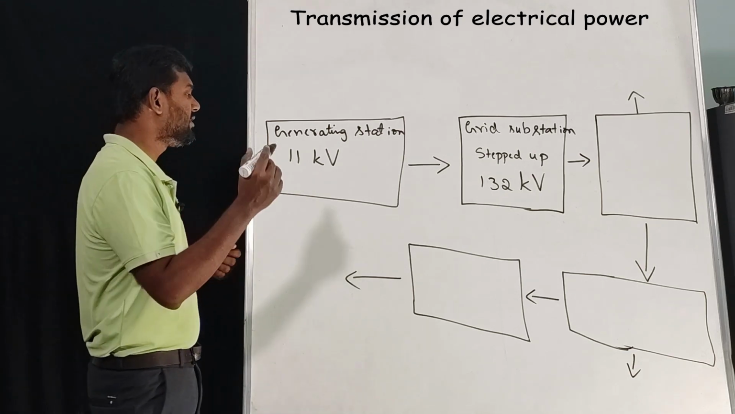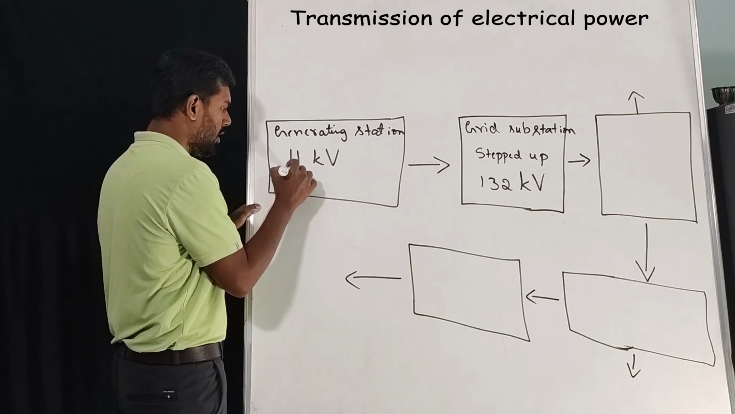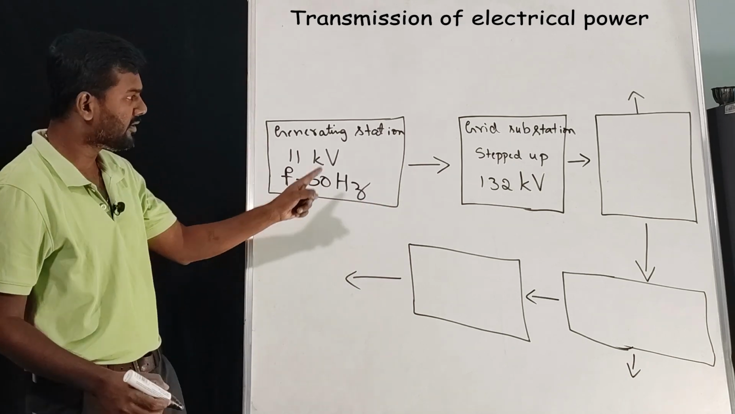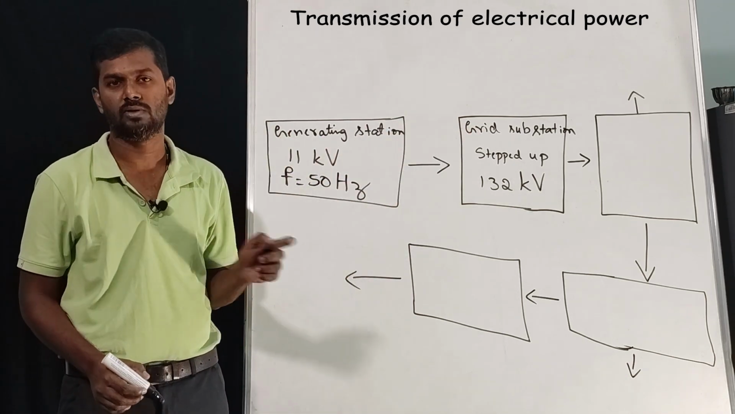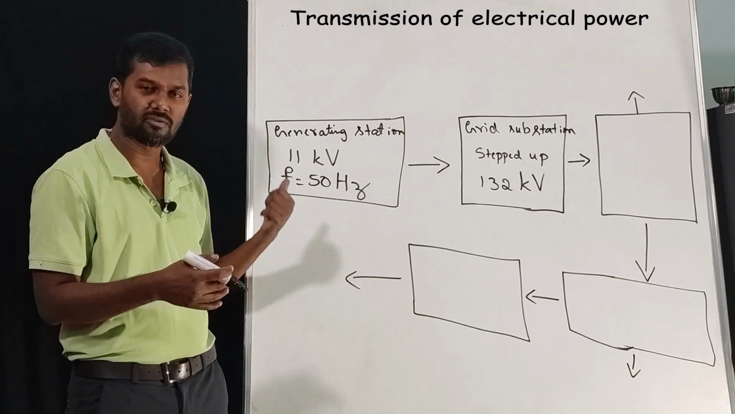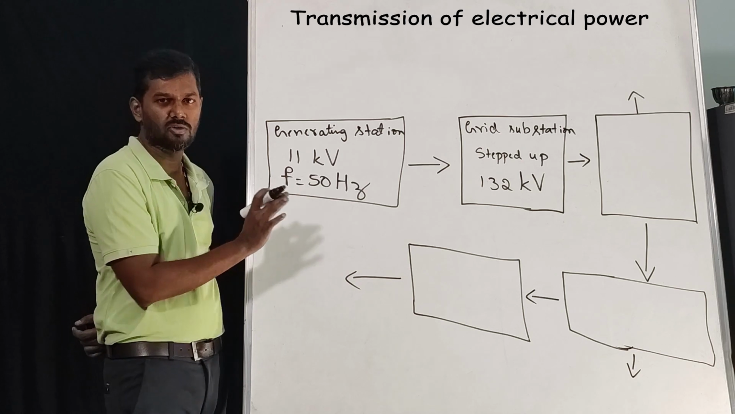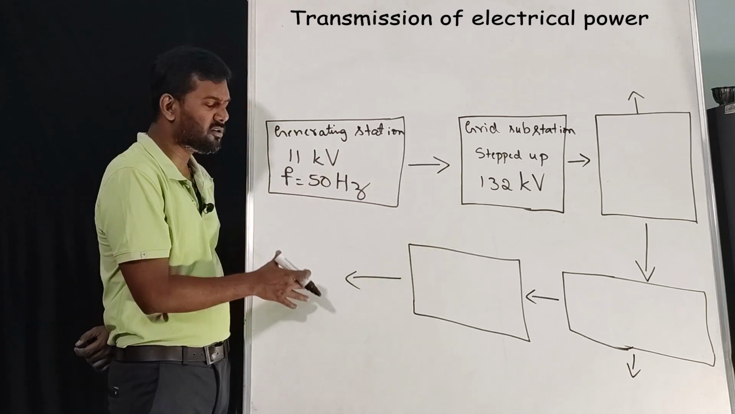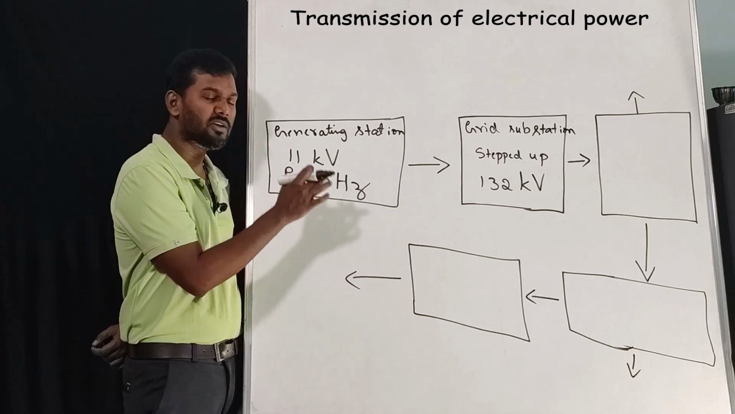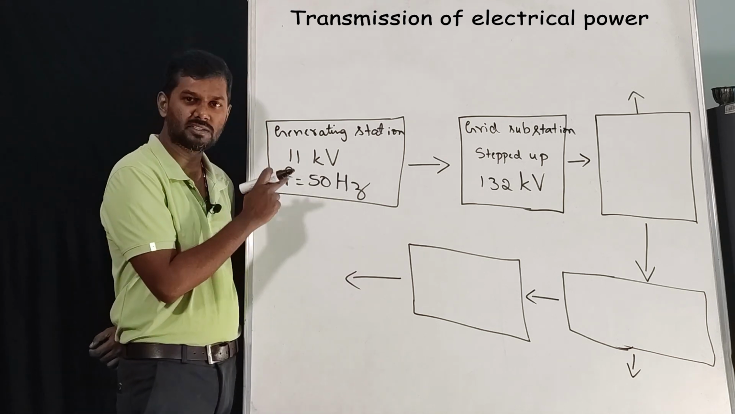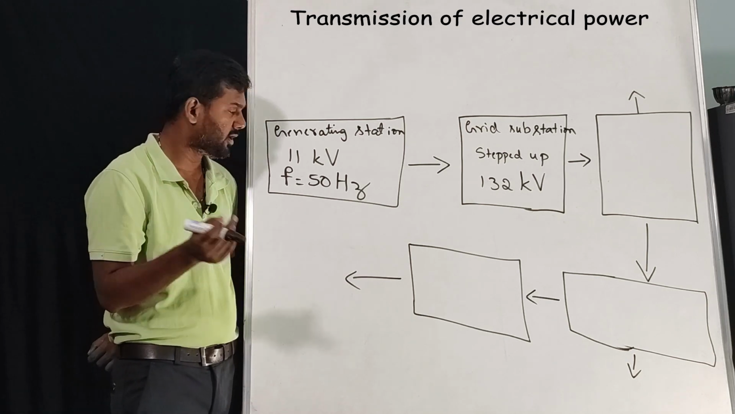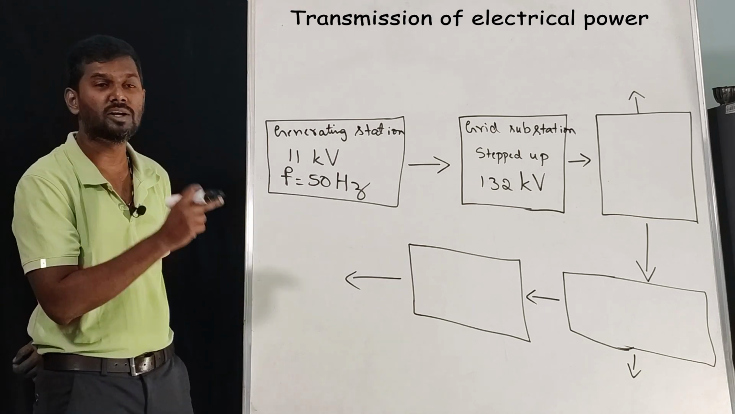Now we need to know the frequency also. At the generating station it is 50 Hertz, and frequency at all the stations will be 50 Hertz only. Throughout India we are using 50 Hertz. In different countries they are using different frequency, but throughout India we are using 50 Hertz only. So in all the substations till it reaches the consumer, the frequency will be 50 Hertz only. Frequency will never change. Keep that in mind. One question is asked based on the frequency also.